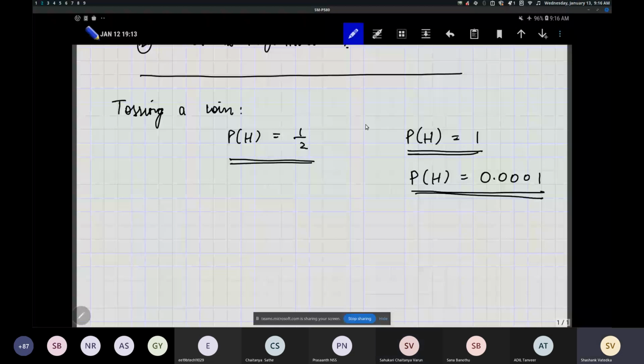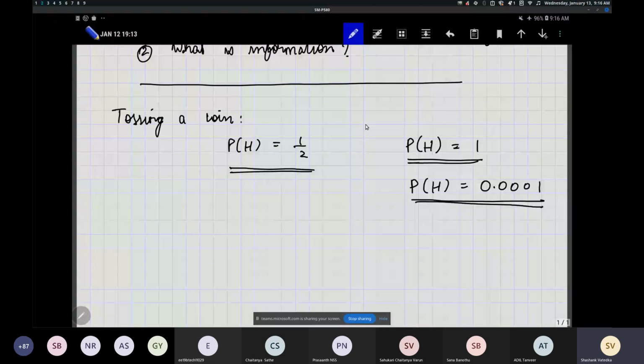On the other hand, if I have a biased coin, say probability of head is 0.0001, again, there is some uncertainty, but you know that it's very likely that it's going to be a tail, right? So once you toss the coin, maybe you observe a tail. Yes, you've got some information, but at least at a qualitative level, this information that you've got is less than what you would get after observing the outcome of a fair coin. So that's the only point that I wanted to make.